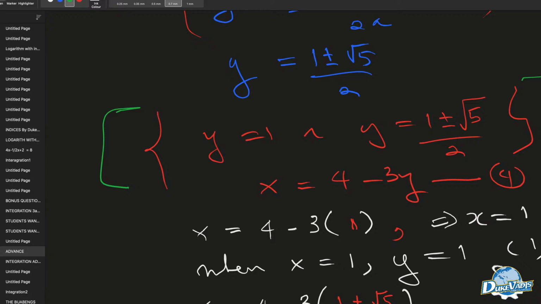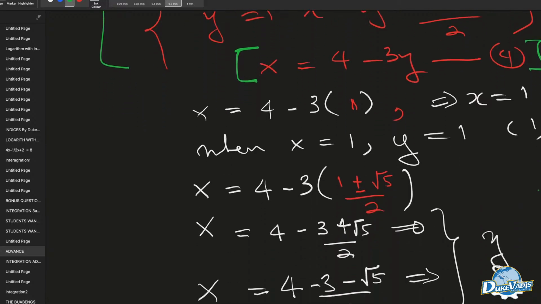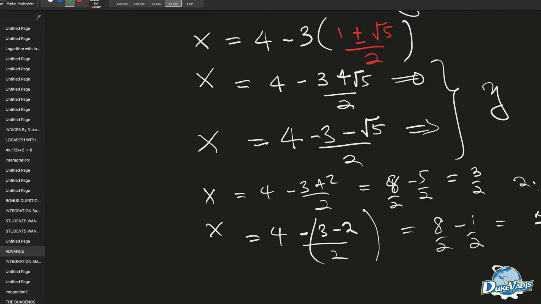So we substituted these respective values into the equation x is equal to 4 minus 3y. These are the final answers we got. So we have been able to solve the equation. Now we've got the value of x and the values of y. When we plot the graph, you see that this is a polynomial with cubic roots.